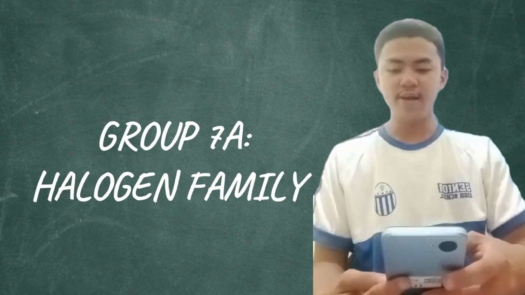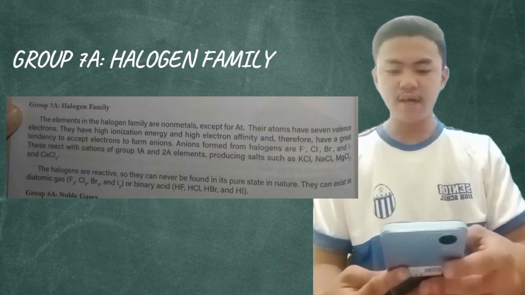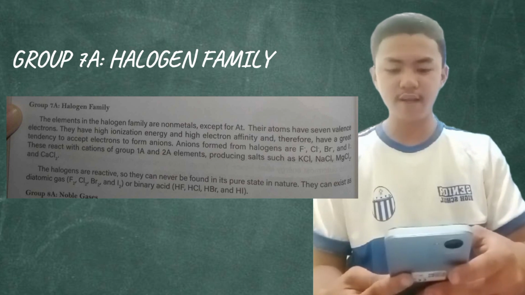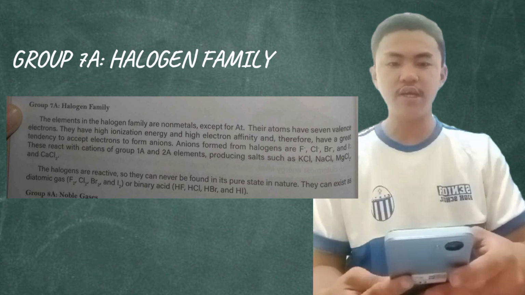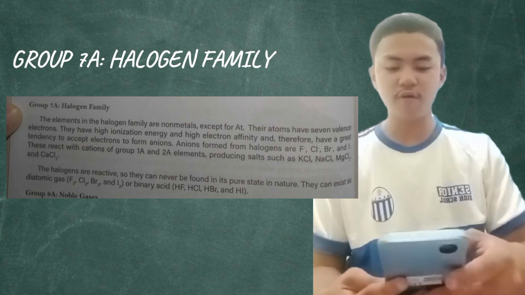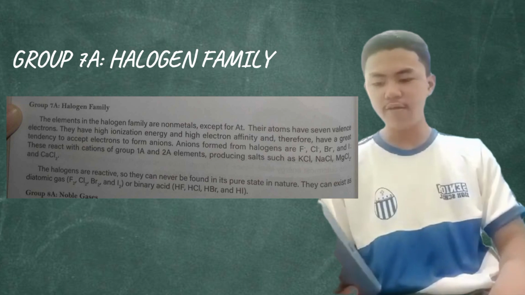Group 7A, halogen family. The elements in the halogen family are nonmetals except for astatine. Their atoms have 7 valence electrons. They have a high ionization energy and high electron affinity, and therefore has a great tendency to accept electrons to form anions. Anions formed from halogens such as fluorine, chlorine, bromine, iodine.